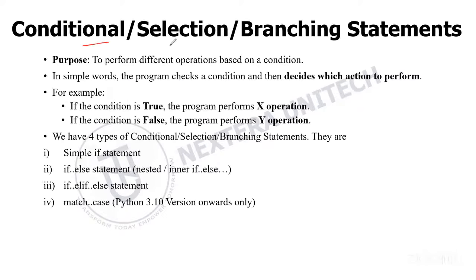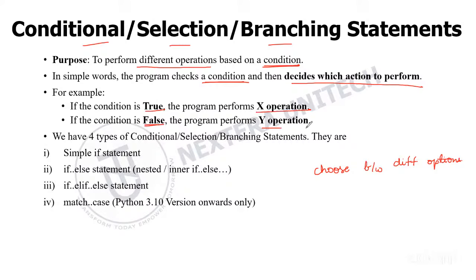So conditional or selection or branching statements. Why are these used? Conditional statements help your program choose between different options. To perform different operations based on some condition, we use conditional statements. In simple words, the program will check a condition and then decide which action to perform. If the condition is true, the program will perform some X operation. And if the condition is false, it will perform some Y operation.